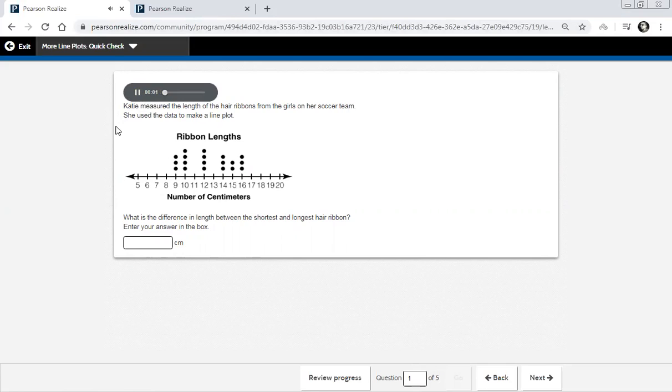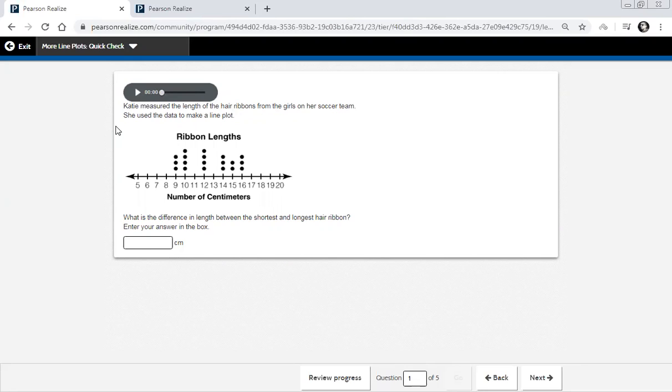Katie measured the length of the hair ribbons from the girls on her soccer team. She used the data to make a line plot. What is the difference in length between the shortest and longest hair ribbon? Enter your answer in the box. So guys, the question here is to find the difference between the shortest and the longest one.